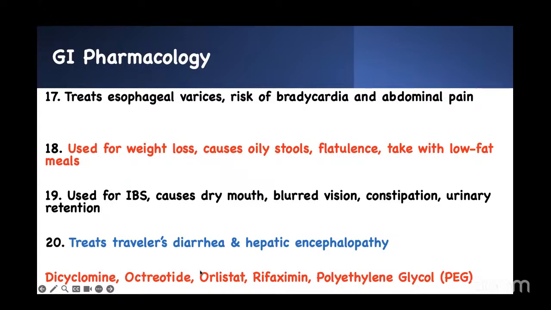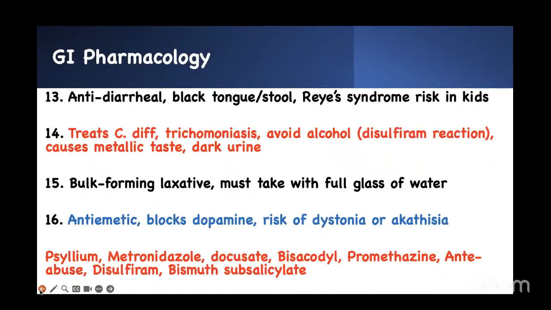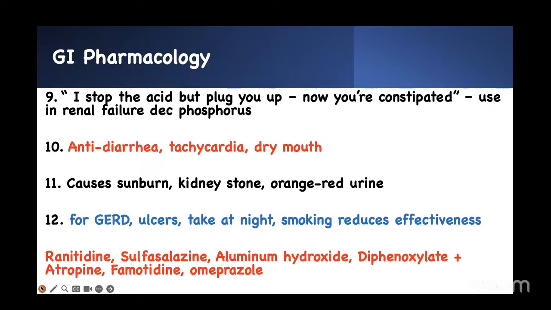Hepatic encephalopathy and diarrhea, rifaximin. IBS with anticholinergic, dicyclomine. Weight loss, oily stool, orlistat. Octreotide used for esophageal varices causes bradycardia. Antiemetic and blocks dopamine, has EPS, promethazine. Bulk forming, psyllium. Medication used to treat C. diff, trichomoniasis, and it has a disulfiram reaction, metronidazole. It's anti-diarrhea with Reye syndrome, bismuth subsalicylate.